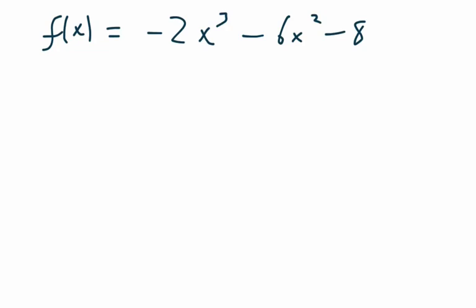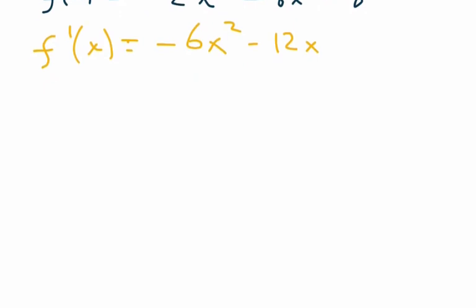So let's say that we have the function f of x equals negative 2x cubed minus 6x squared minus 8. Let's go ahead and find the critical values. So we're going to take the derivative, f prime of x, so negative 6x squared minus 12x minus 0, because the derivative of 8 is 0. And because this function is defined for all x's, and we know that because the denominator of this function is 1, so the denominator can never be 0, that means that I'll set f prime equal to 0, so negative 6x squared minus 12x equals 0.